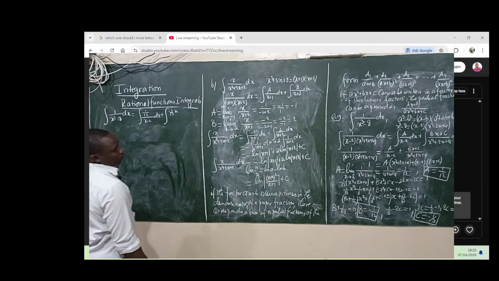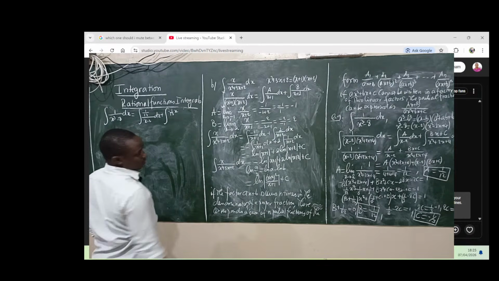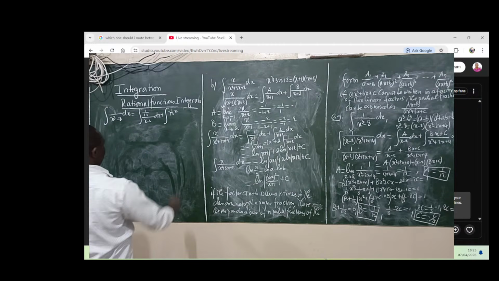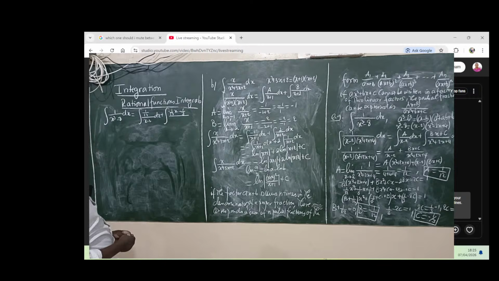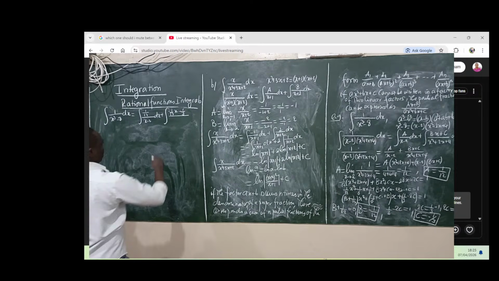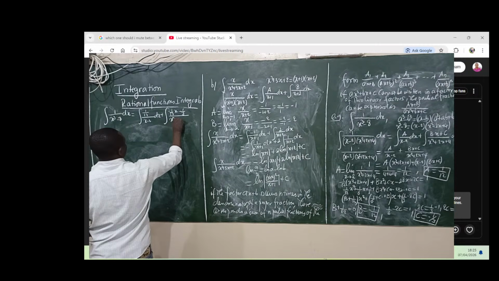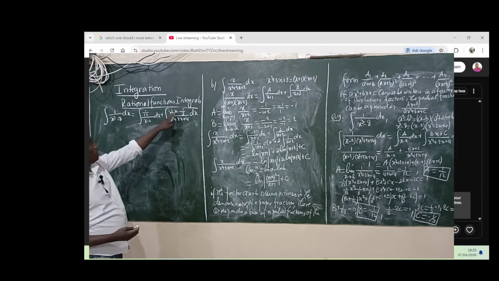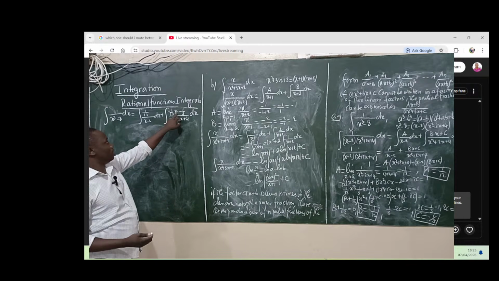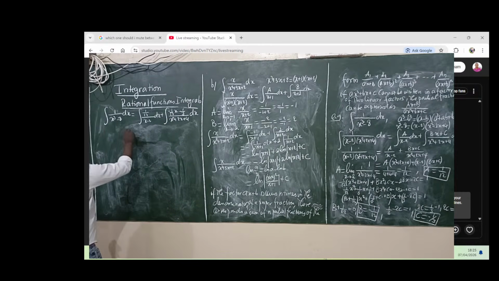C is minus 1 over 3. Minus 1 over 3 by x squared plus 2x plus 4 dx. Let's multiply and divide by 12 here. This is going to be 1 by 12 times the integral of 1 by x minus 2 dx.